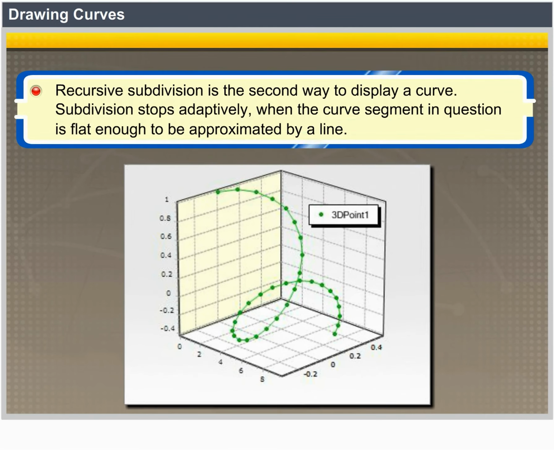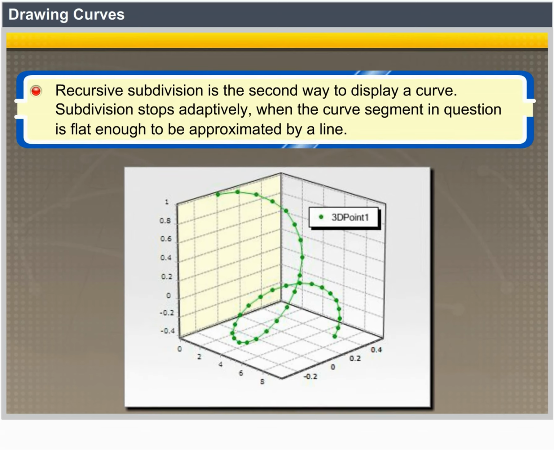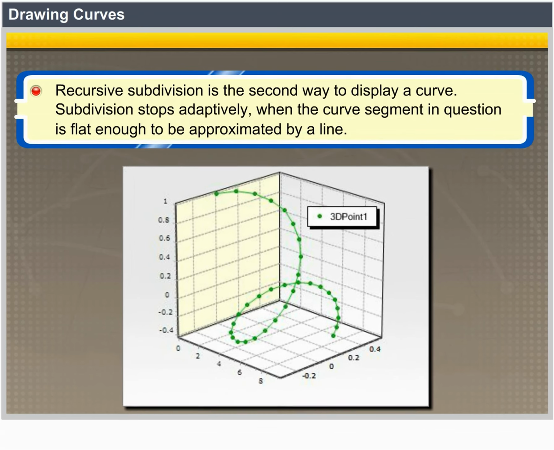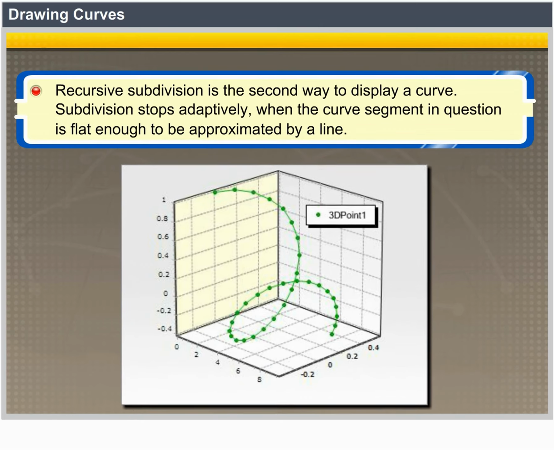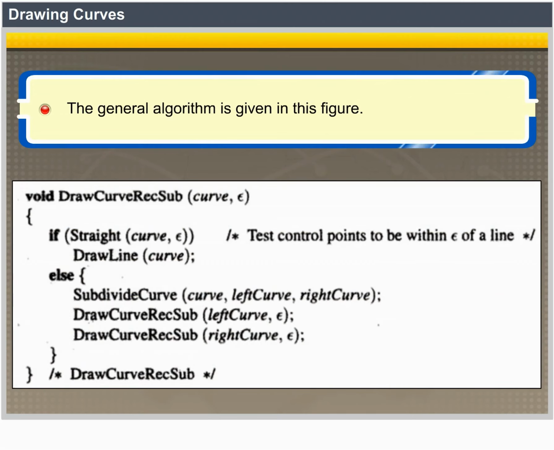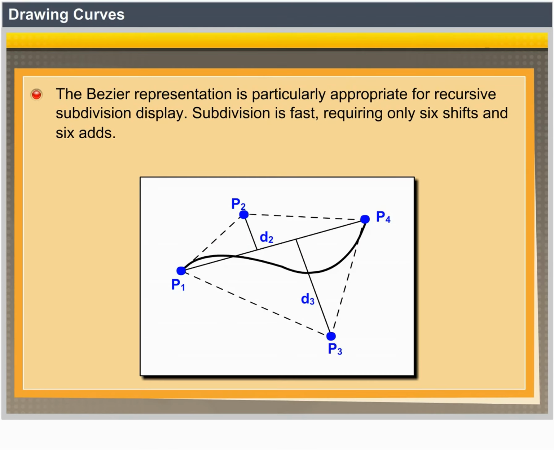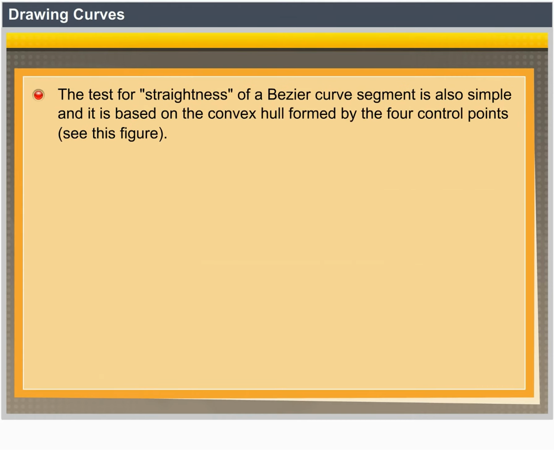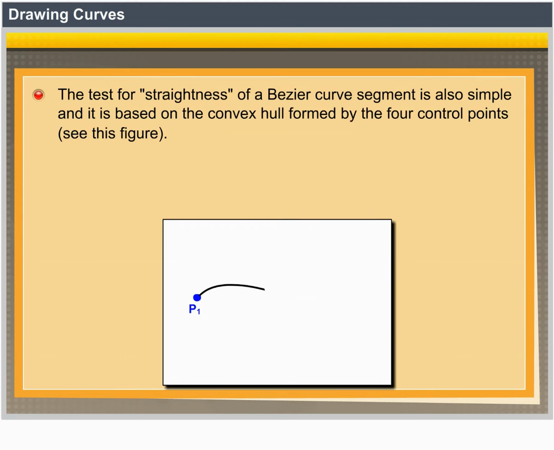Recursive subdivision is the second way to display a curve. Subdivision stops adaptively when the curve segment in question is flat enough to be approximated by a line. The general algorithm is given in this figure. The Bezier representation is particularly appropriate for recursive subdivision display. Subdivision is fast, requiring only 6 shifts and 6 adds. The test for straightness of a Bezier curve segment is also simple, being based on the convex hull formed by the 4 control points as per the figure shown.